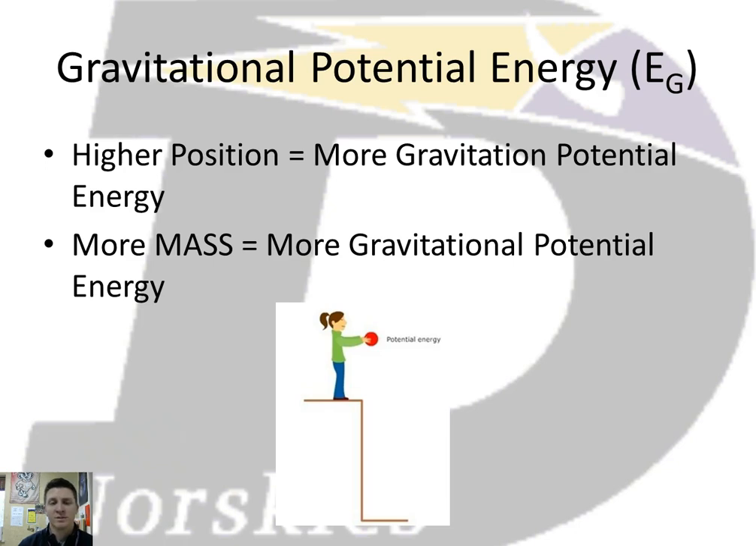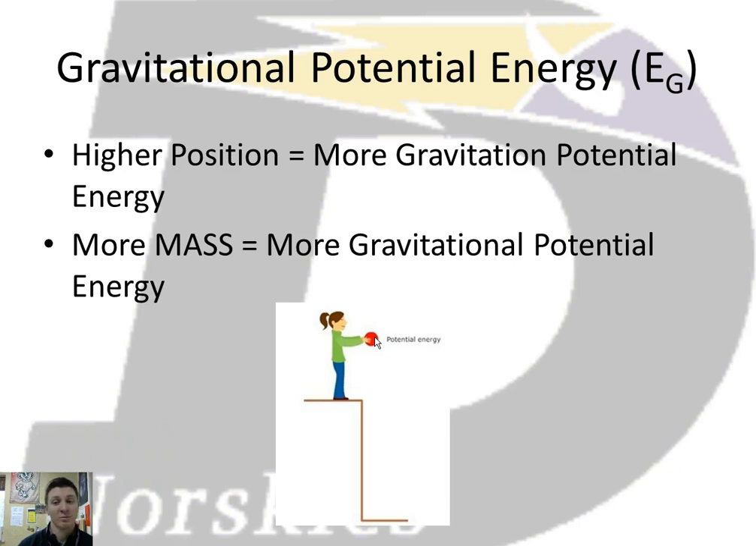Some rules of thumb for this type of energy. The higher the position, the more gravitational potential energy, and the more mass, the more gravitational potential energy. You may remember the bowling ball and feather video that we watched in class. Well, that would be an example of a more massive object. They are dropped from the same height, and we discussed that yes, in a true vacuum, they will accelerate at the same rate and hit the ground at the same time.